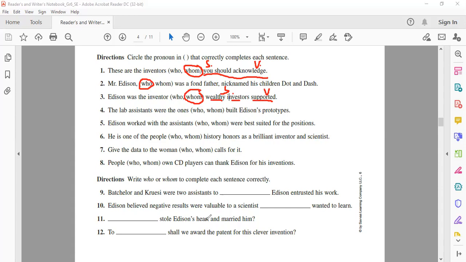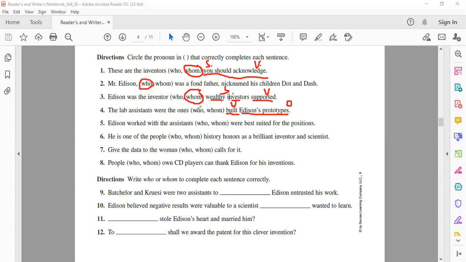The largest thing were the one who built Edison's prototype. Okay, where's the verb? Built Edison's prototype. The verb is what? Built. Built what? Edison's prototype. Is this an object or subject? Object. Very good. So we have a verb and we have an object.